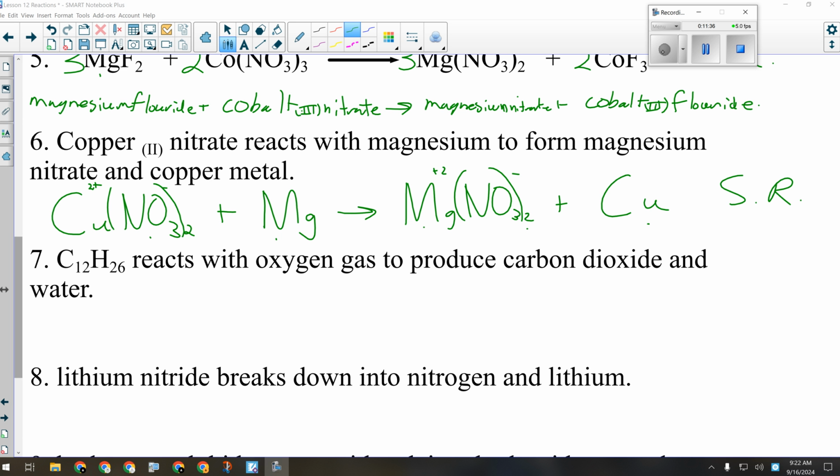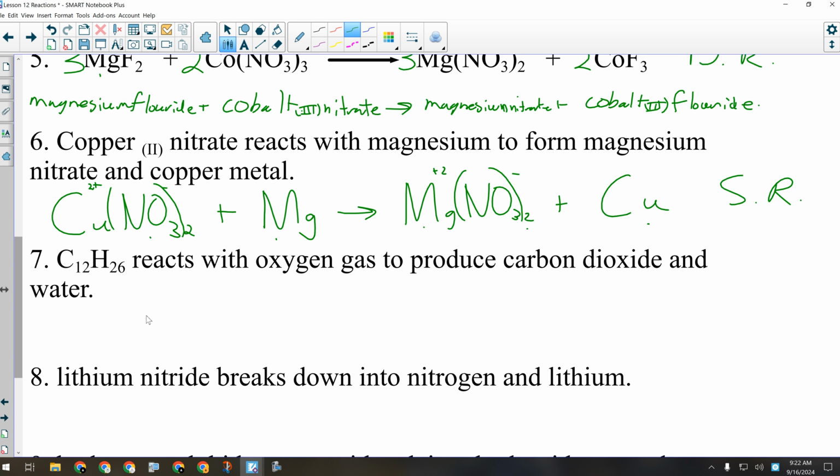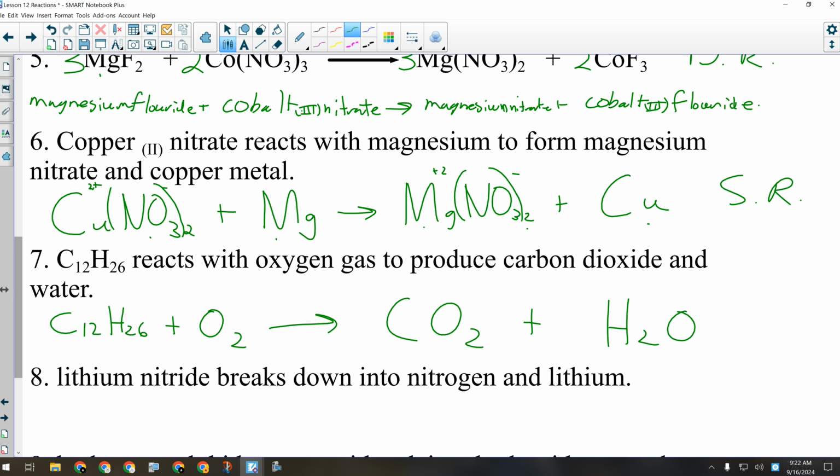Okay, so we have a hydrocarbon here, C12H26. Going to be some big numbers in this balancing. And it's reacting with oxygen gas. What does that look like? O2, right, it's one of our special ones. And it's going to produce carbon dioxide, CO2, and water, H2O.